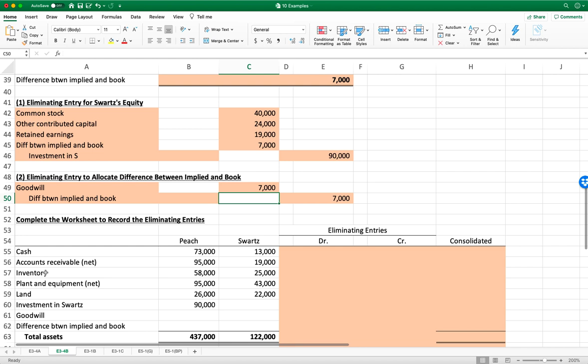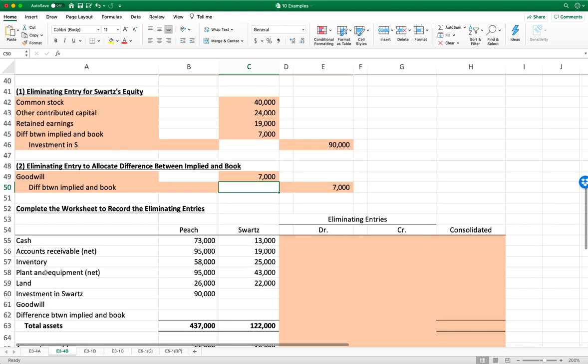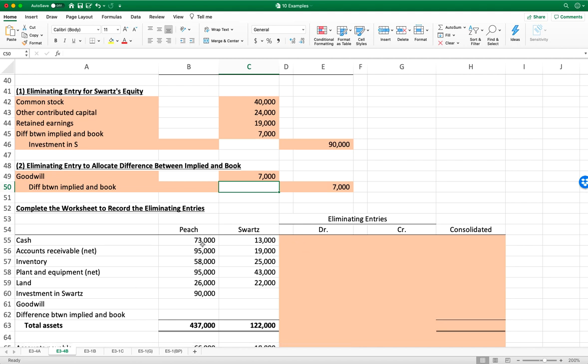Okay, so remember, these are eliminating entries. They're in orange, which means they are only on our worksheet. And so the next thing we have to do is just reformat them to adjust our balance sheet to get us to a consolidated balance sheet. So again, we're starting with the parent's general ledger, adding to it the subsidiary's general ledger. We're going to make some adjustments here, and then our consolidated balance sheet is going to be in this column.